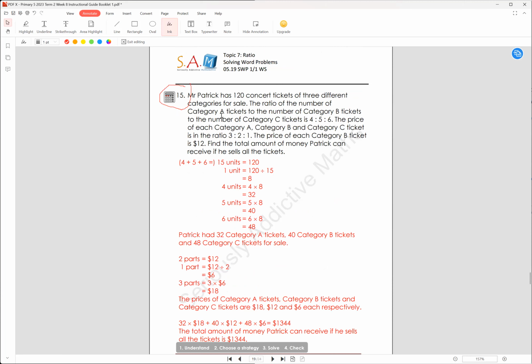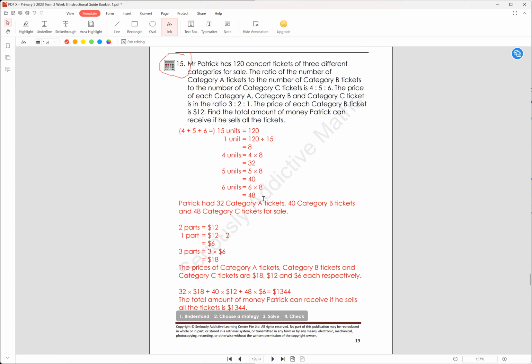So for this question, they need to find out how many tickets of various categories first. Okay, so they can do the method that they did just now. Write out cat A, cat B, cat C, what's the total. So the idea is to find out for each of these categories, how many tickets there are. So that's part 1. And then part 2, they need to do the ratio for the price differently. All right, so cat A is 3, cat B is 2, and then cat C is 1.